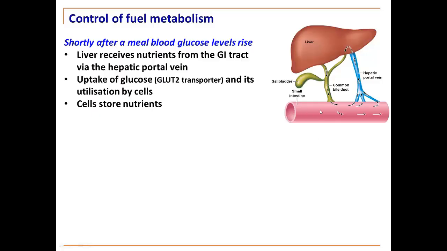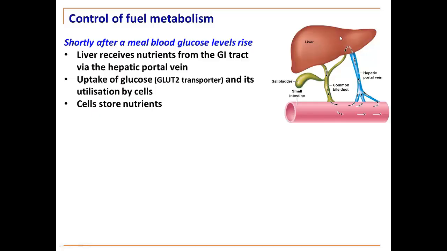So here's your small intestine. And when you start to process that, you absorb it through your epithelial cells and into your hepatic portal vein. So nutrients, amino acids and carbohydrates go straight to the liver. That's the first place they go to. And we're really thinking about sugar, okay? So glucose is absorbed through the GI tract, enters the hepatic portal vein, goes to the liver.